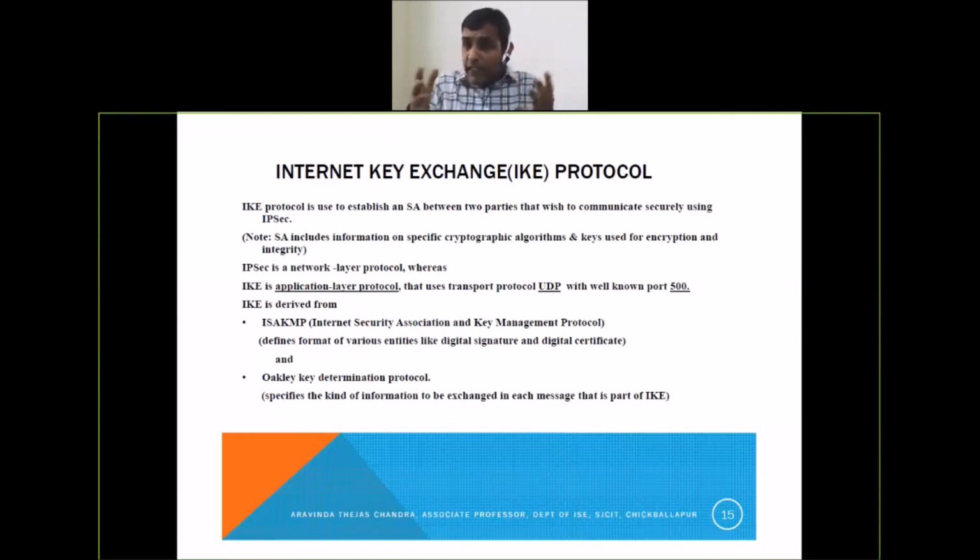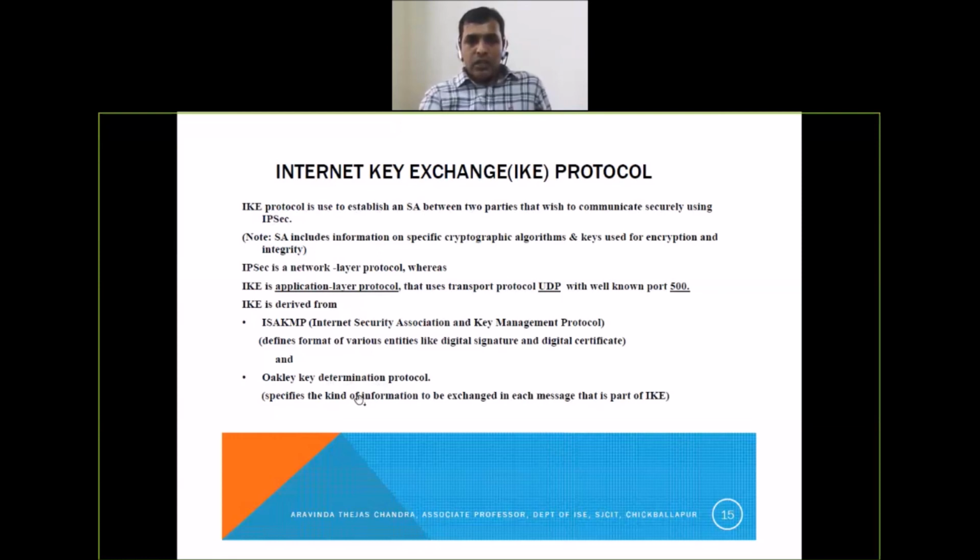So IPsec is a complex protocol that uses many other protocols. One such protocol IPsec uses is IKE, the Internet Key Exchange protocol. And what is this IKE? IKE itself is derived from two other protocols: ISAKMP, the Internet Security Association and Key Management Protocol, and the Oakley Key Determination Protocol. ISAKMP defines the format of various entities like digital signature and digital certificate. ISAKMP actually specifies digital signature and digital certificate.